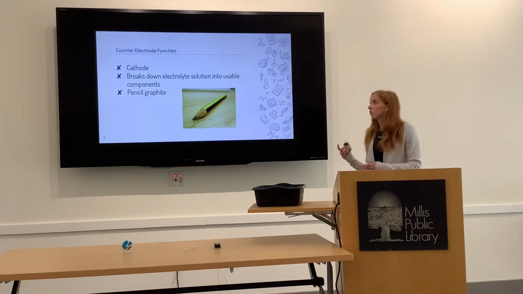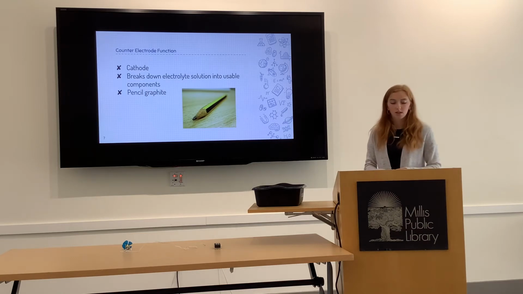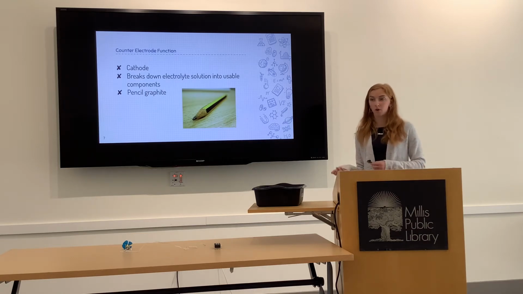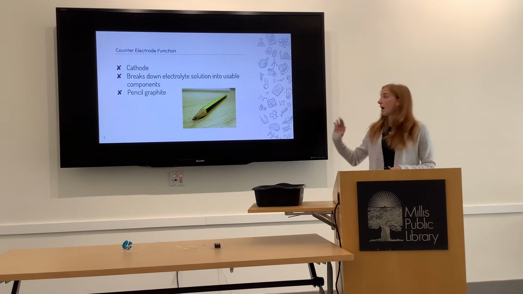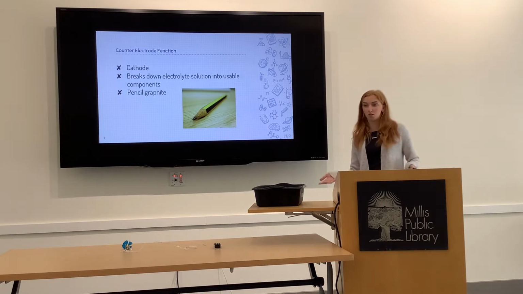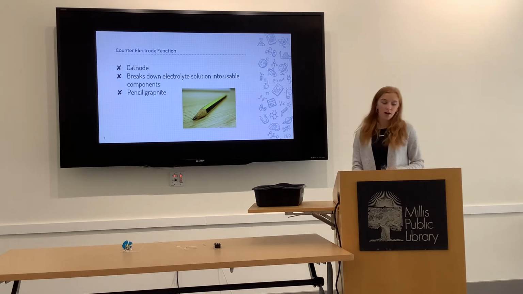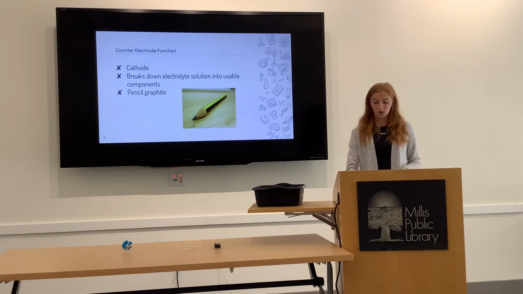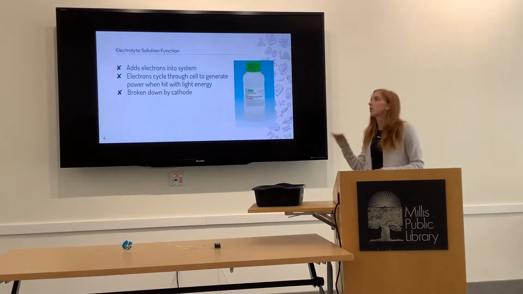Then the counterelectrode, which is called the cathode, it's kind of like the negative side of the battery. It acts opposite that anode. And what it does is it breaks down the electrolyte solution into usable components and allows the cell to function. I specifically was using pencil graphite. That was super easy to find in a classroom setting, and it was very cheap and accessible for me to use. And then lastly, the electrolyte solution.